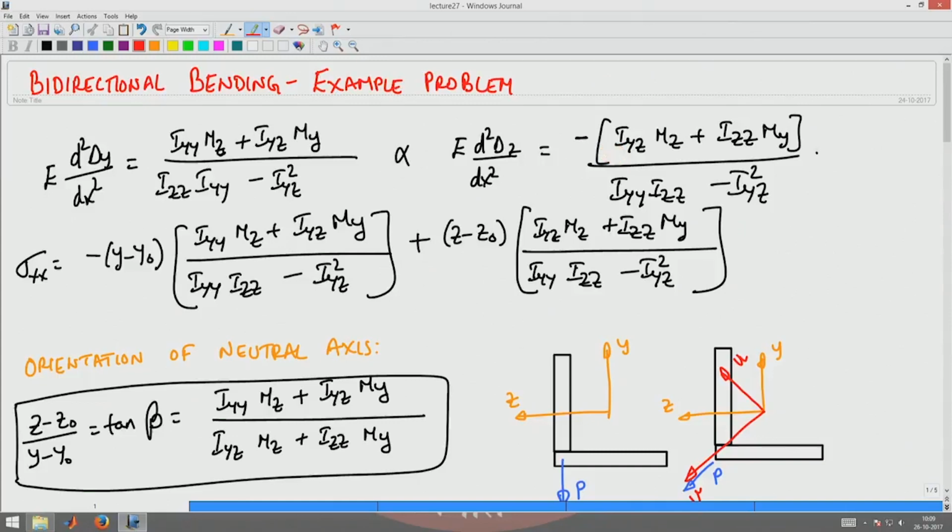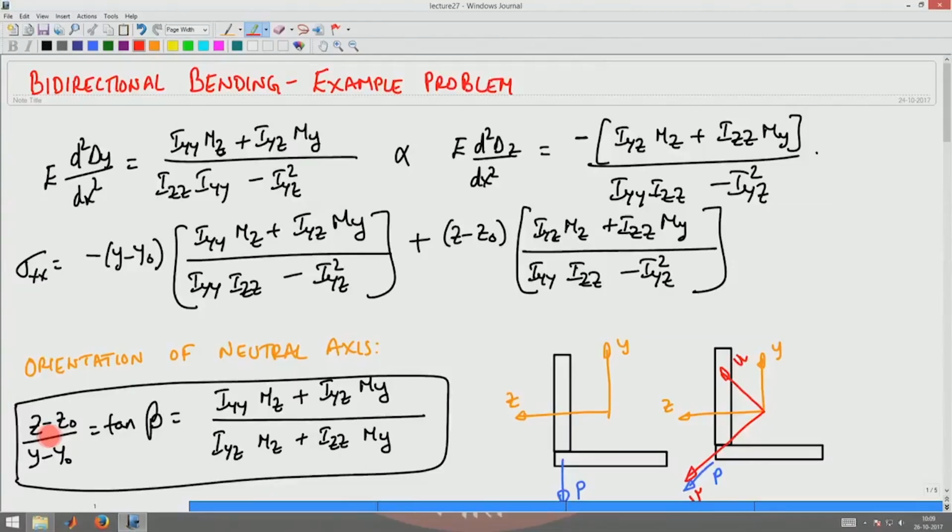We also saw that now the neutral axis will not be aligned along with the axis of the problem that you have chosen, but it will be inclined to the axis of the cross section that you have chosen, and that expression is given here: tan beta equals Iyy times mz plus Iyz times my, divided by Iyz times mz plus Izz times my.